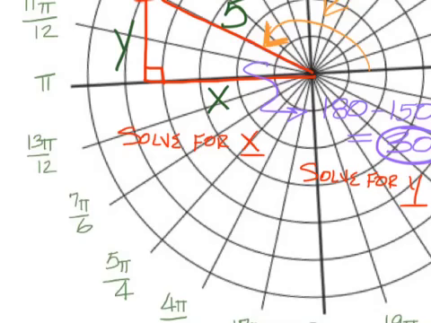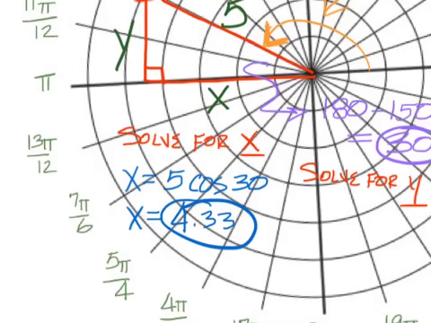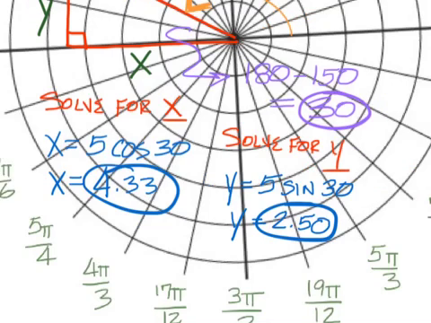So now you have to solve for x and solve for y. Remember the formulas. For x, it's going to be x equals 5 cosine 30 degrees. That's r cosine theta. And that comes out to be 4.33 when you punch it in on the calculator. And then for y, it's r sine 30. If you punch that in and multiply, it should be 2.50.